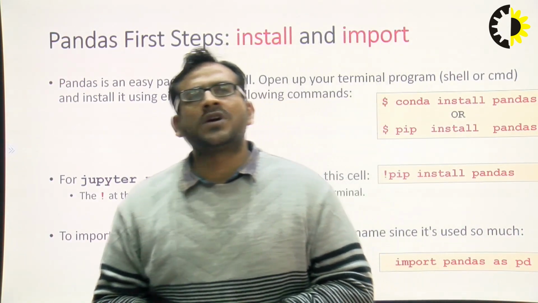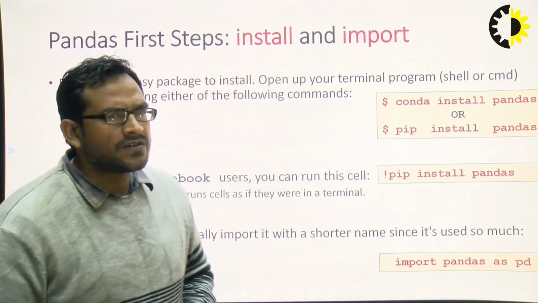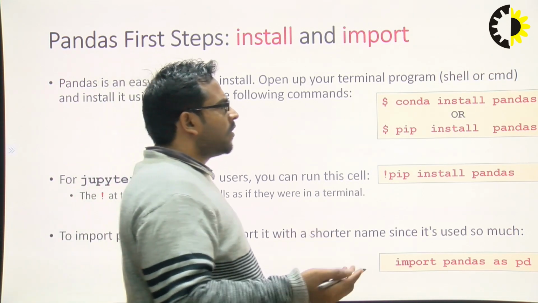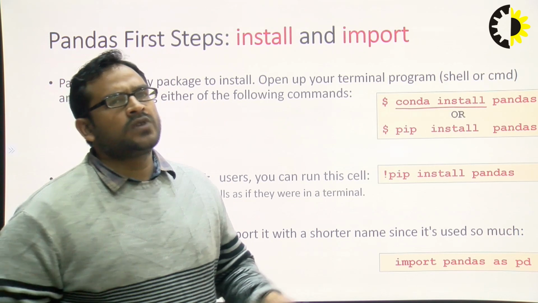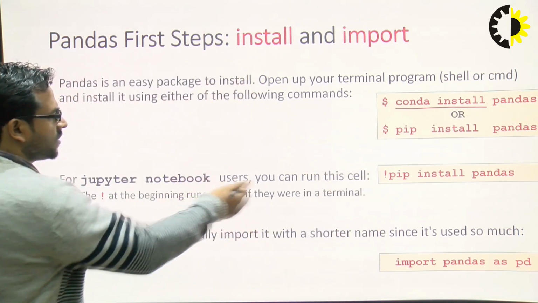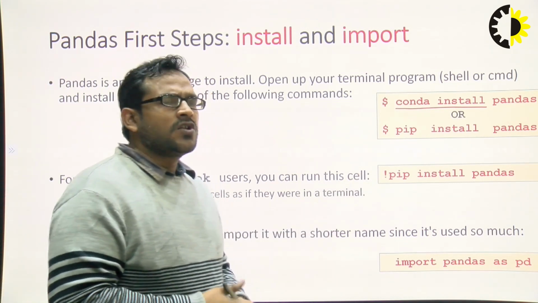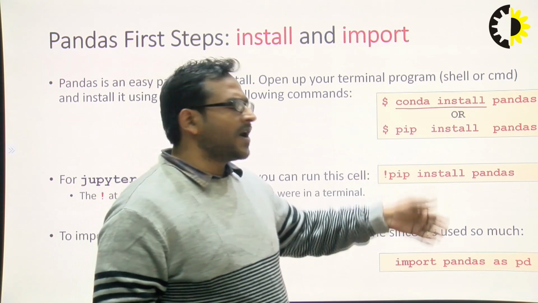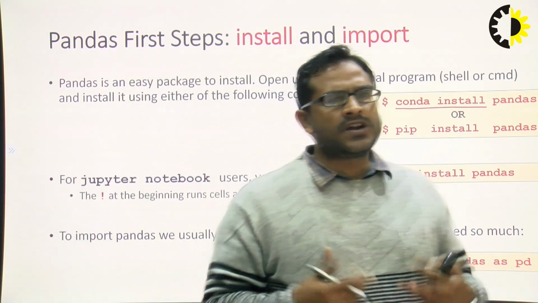If you want to use pandas in Python, first of all you have to install this package. In Anaconda, you can just write this command, that is conda install pandas, or you can use a pip command in a Jupyter notebook. For the Jupyter notebook, the user can run this cell, that is pip install pandas. With the help of pip install pandas, pandas is installed in a Jupyter notebook. Okay, so after that you can use it.